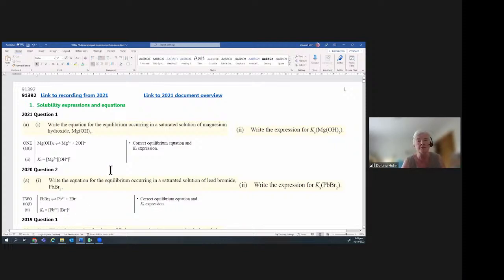They normally give you a substance. Last year it was magnesium hydroxide, the previous time lead bromide, and you are asked both to write the solubility equation and the solubility expression. So this is the equation. Obviously with the equation, notice the arrow. Do not use a normal arrow, because a normal arrow shows it's going to completion. You must use the equilibrium arrow, and this is the expression.